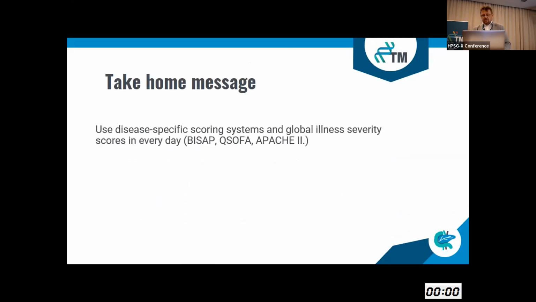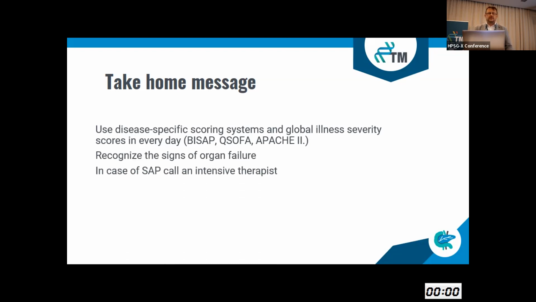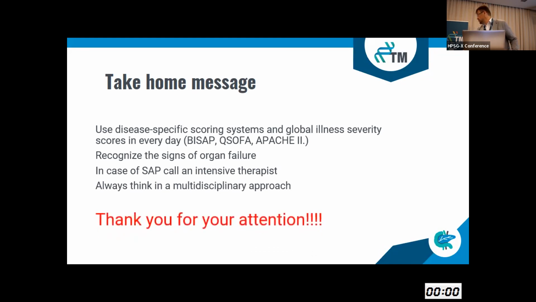What can I advise to dear colleagues who treat acute pancreatitis? First of all, use disease-specific scoring systems and global illness severity scores every day, like BISAP, qSOFA, and APACHE. To recognize the signs of organ failure in case of severe acute pancreatitis, call an intensive therapist immediately, and always think in a multidisciplinary approach. Thank you very much for your attention.